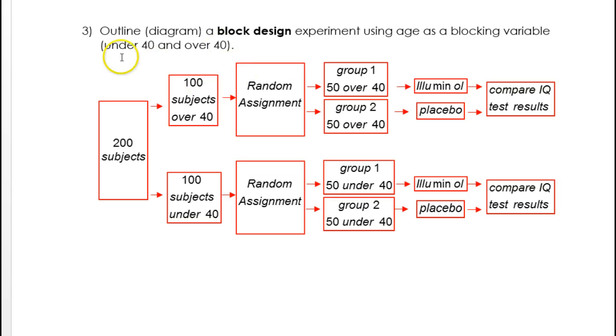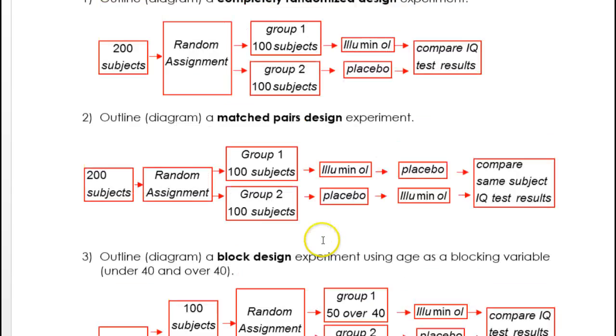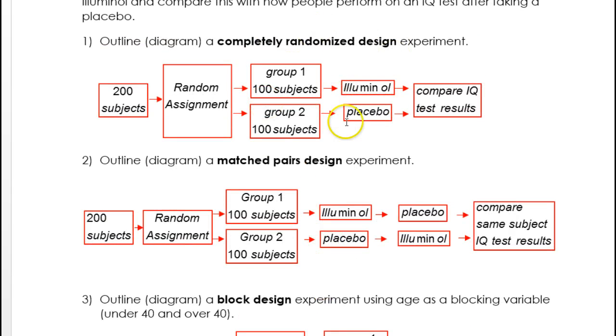In this case, we used age as a blocking variable, so we had older people in one group, people over 40, and we had younger people in the other group. So we did basically one experiment with the older people, a completely randomized experiment, and then we did a separate experiment with the younger people. So this is called a block design. Again, it's exactly the same as the completely randomized design.